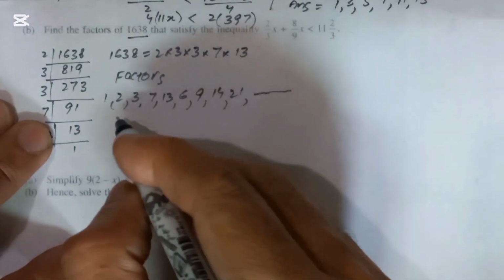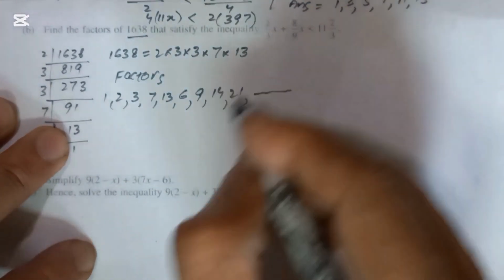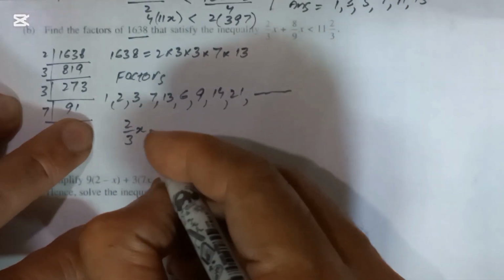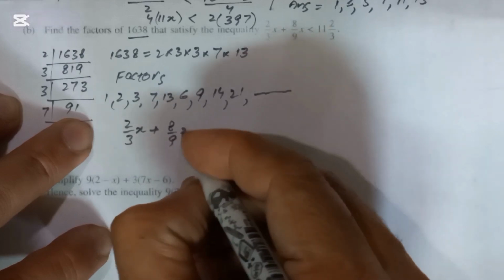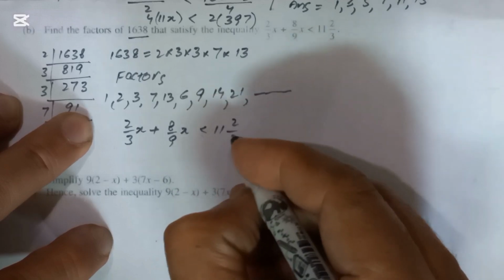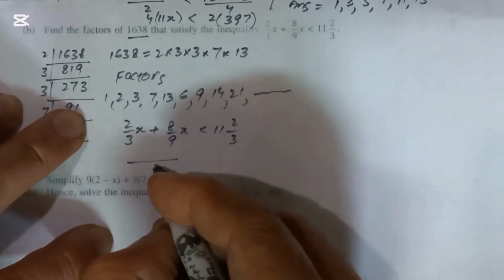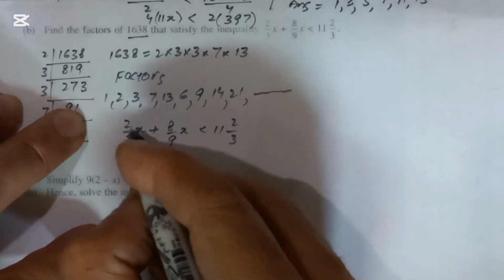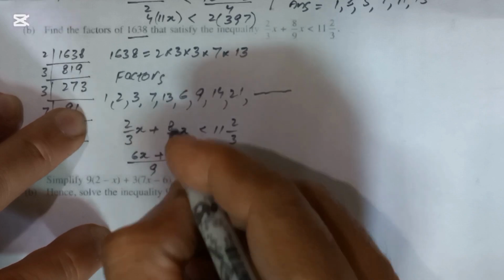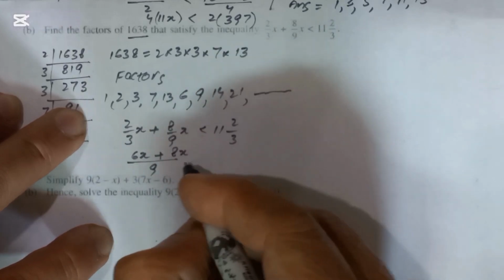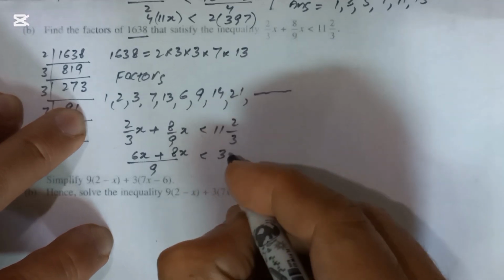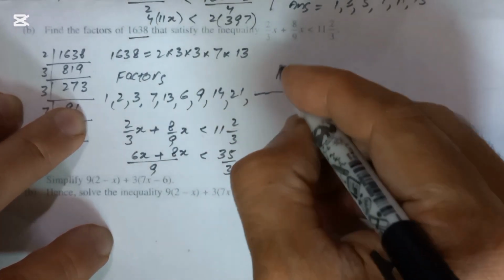And from here we have to solve the inequality now. So 2 by 3x plus 8 by 9x is lesser than 11 whole number 2 by 3. On the left side we will take the LCM. So 9 is the LCM, 3 3s are 9, and 3 will be multiplied by the numerator, 6x will come, 9 1s are 9, 1 will be multiplied by 8, so it will be 8x. Lesser than 3 11s are 33 plus 2, 35 over 3 will be as it is.